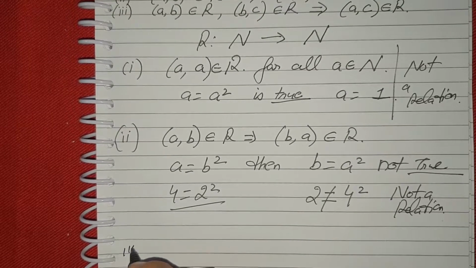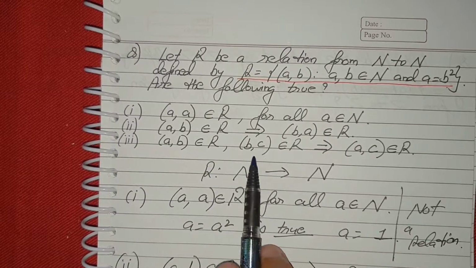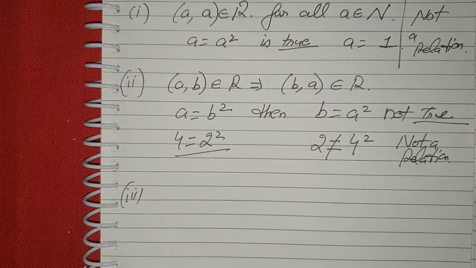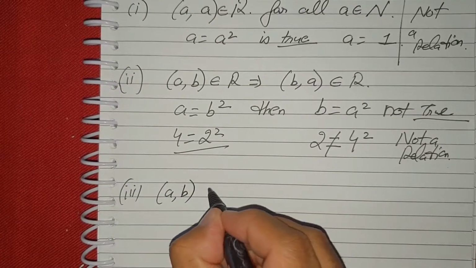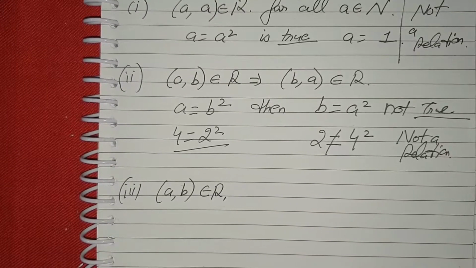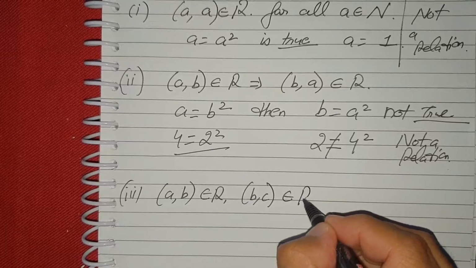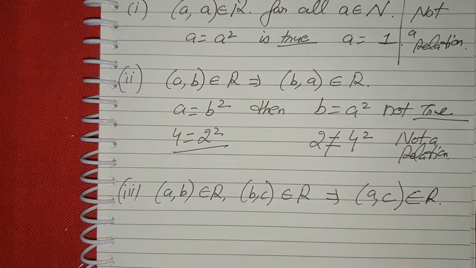Third point. a belongs to R, b belongs to R implies c belongs to the relation. Now see, again, let's write it. a comma b belongs to the relation, R stands for the relation. b comma c belongs to relation. This implies a comma c belongs to relation. Now we have to prove it.